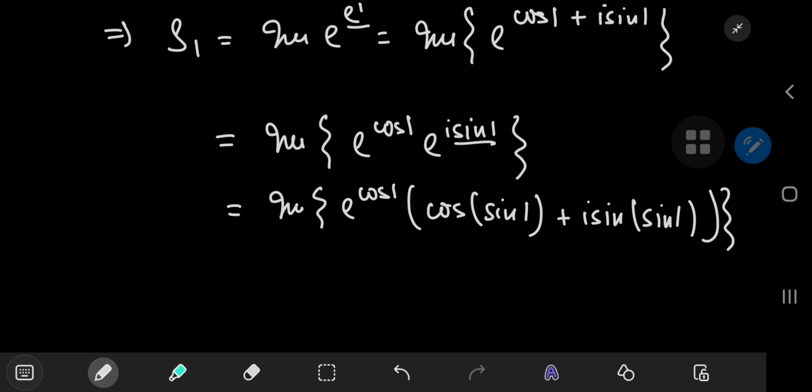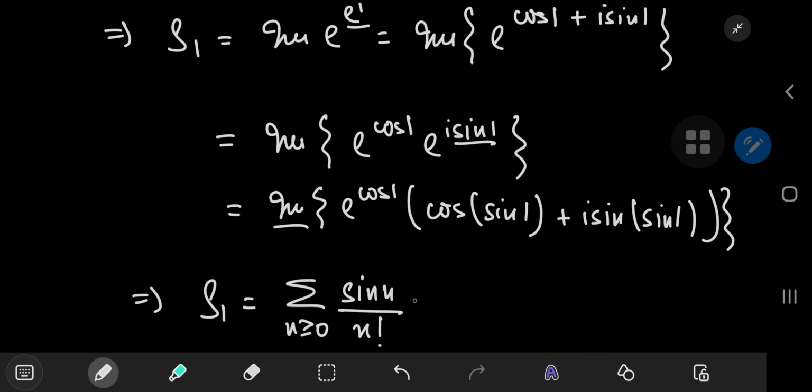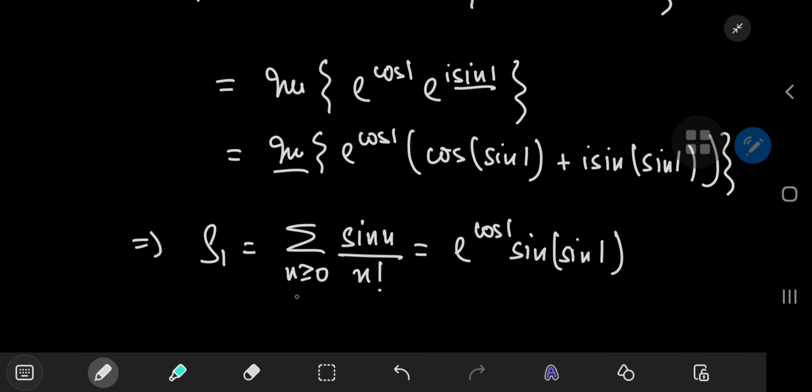Okay, cool. And since we were interested in the imaginary part of this, it implies that our sum, which is the sum over the non-negative integers n of sine n divided by n factorial, equals e to the cosine of 1 times the sine of (cosine of 1)... the sine of sine of 1, which is a pretty nice result indeed.